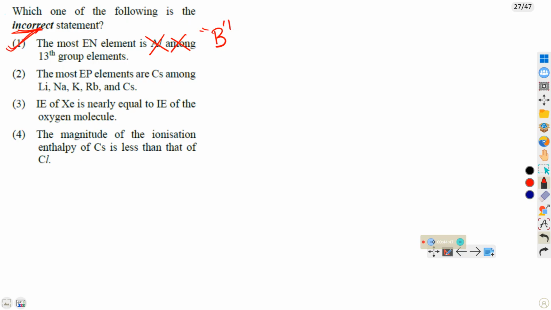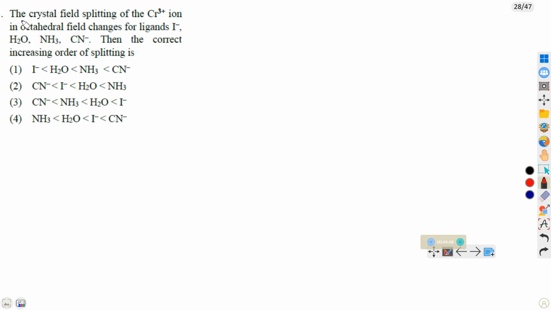The crystal field splitting of the Cr3+ ion in octahedral field changes for ligands I minus, H2O, NH3, CN minus. Then the correct order of increasing splitting is I minus less than H2O less than NH3 less than CN minus. Once check the spectrochemical series order.